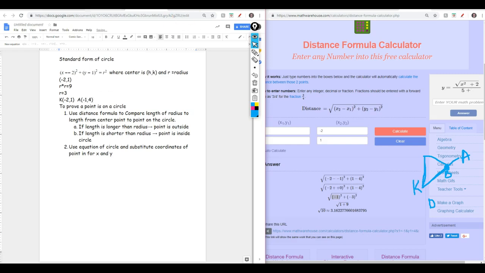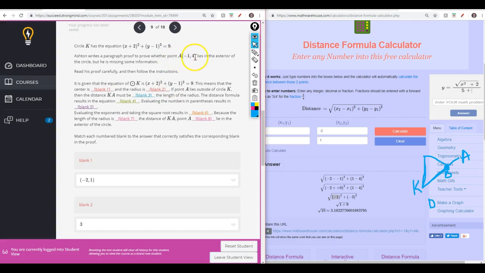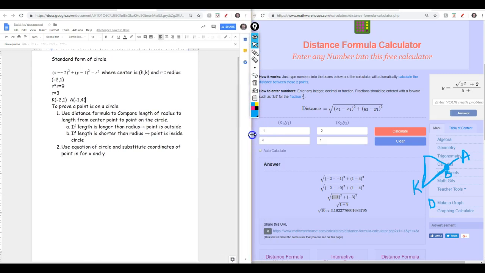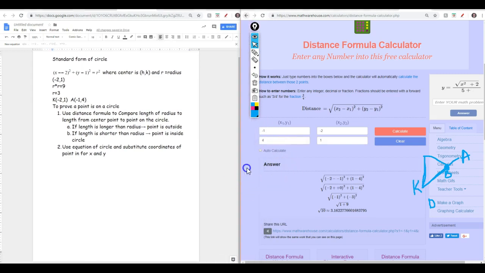I'm going to double check and make sure that's correct. Negative 1, 4. Okay, so I'm going to use this calculator, and K is going to be my first point, so that's going to be negative 2, and this is going to be 1. And A is going to be my second point, so this is going to be negative 1, and this is going to be 4. Click calculate, and notice that it gives us the steps there.